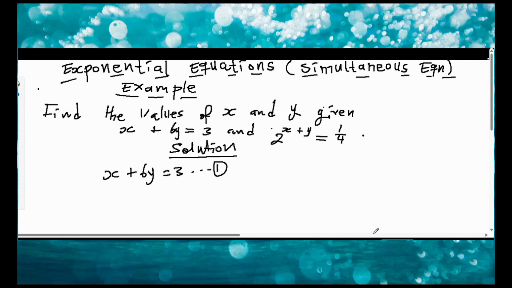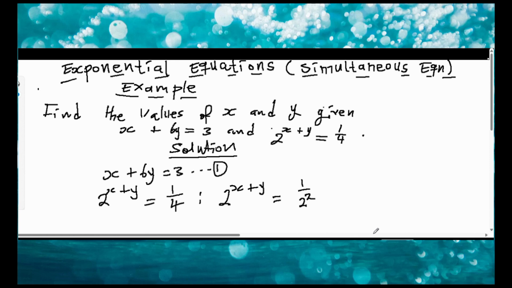So we have to first reduce the exponential equation to a linear equation. So let me write it here. We have 2 raised to the power x plus y equal to 1 all over 4. Okay, now this exponential equation could be written as 2 raised to the power x plus y equal to 1 all over 2 raised to the power 2.